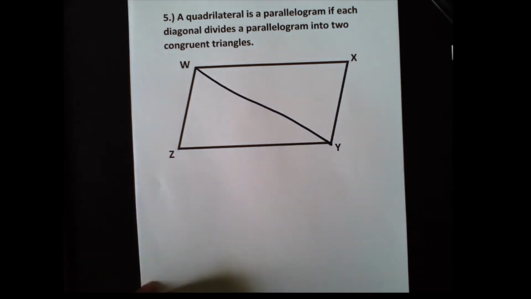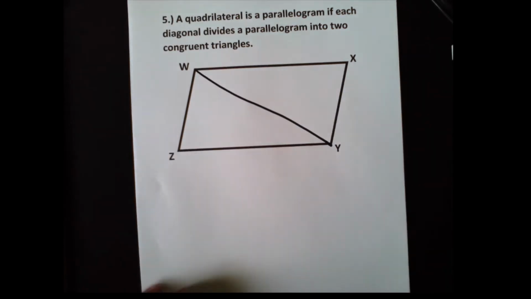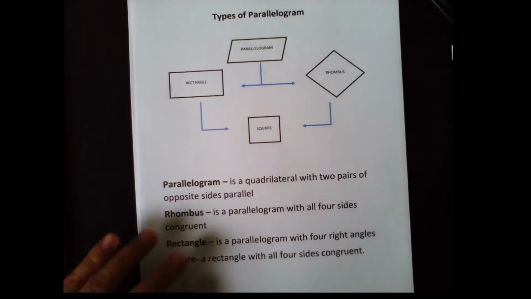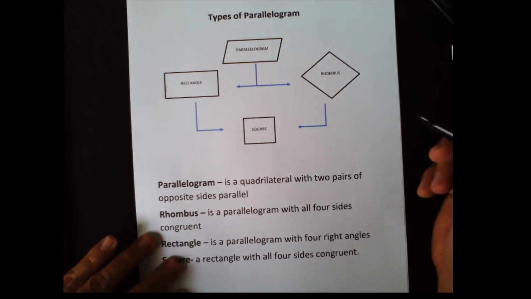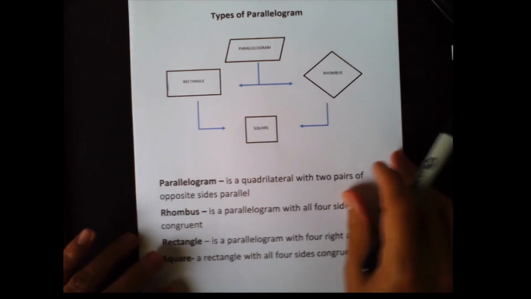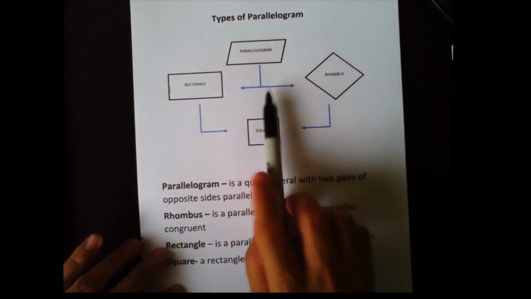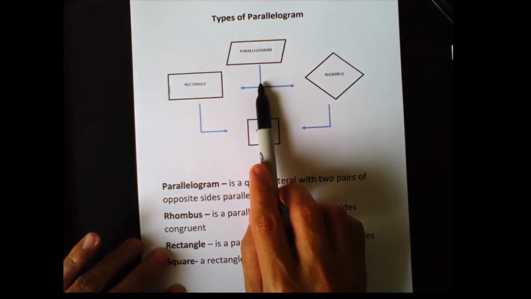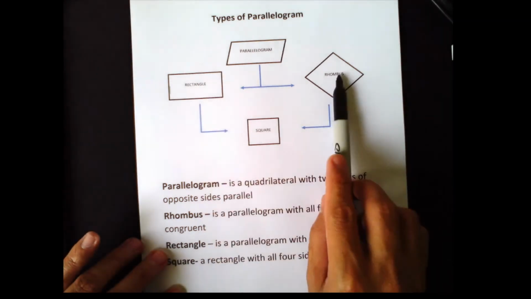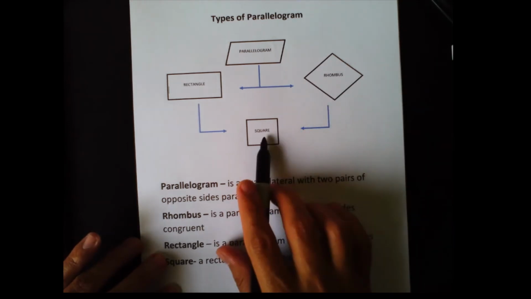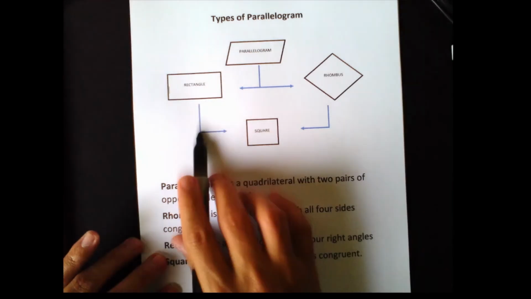So here are the types of parallelograms, the different types of parallelogram that satisfy those five conditions. We have here the chart of a parallelogram. From the parallelogram, it divides into two figures, which are the rectangle and the rhombus. Then from the rhombus it goes to square, and from the rectangle it goes to square.